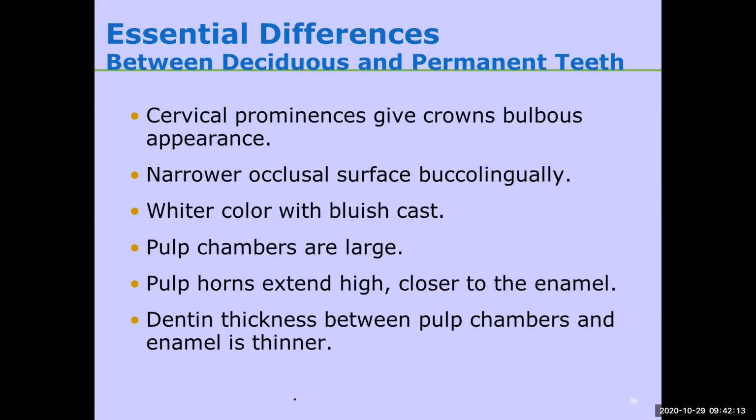They have a narrower occlusal surface, buccolingually. They are whiter in color. Sometimes they'll have a bluish cast to them because you can see through them. The pulp chambers are very large compared to the permanent counterparts, and their pulp horns extend high and they're closer to the enamel. So the dentin thickness between the pulp chamber and the enamel is also thinner. So they've got thinner enamel, less dentin, and huge pulp canals.